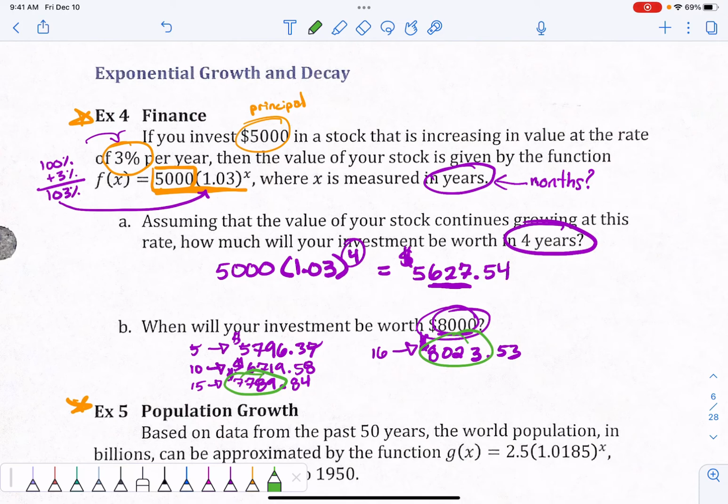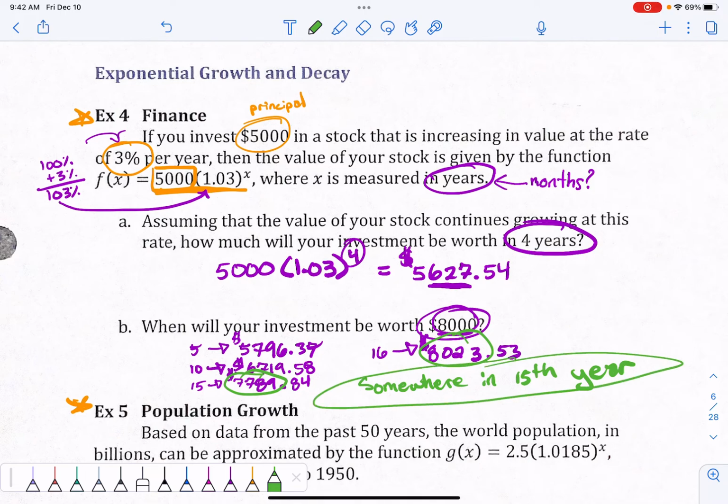So when will your investment be worth $8,000? It would be somewhere in the 15th year is where it will be. Somewhere in the 15th year. And then, you know, at the end of that 15th year, beginning of the 16th year, we will have definitely crossed over the $8,000 mark.